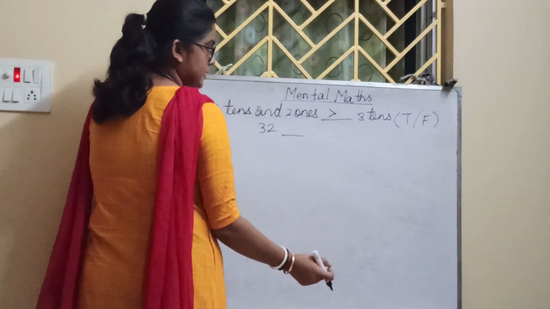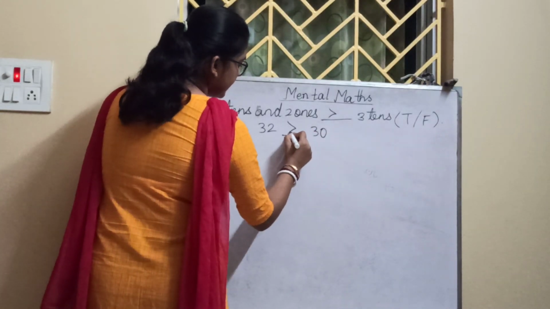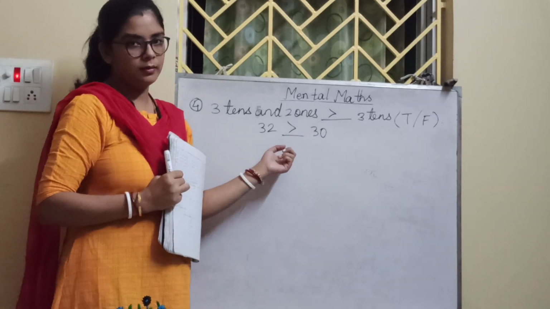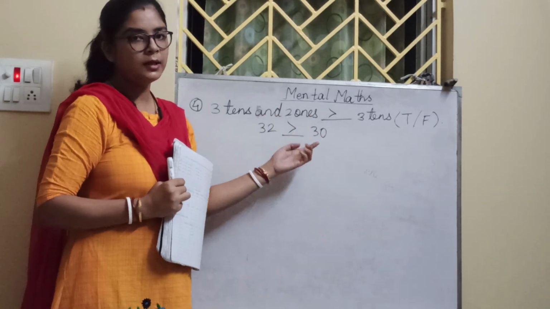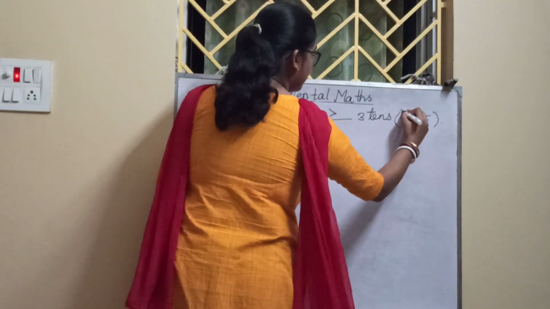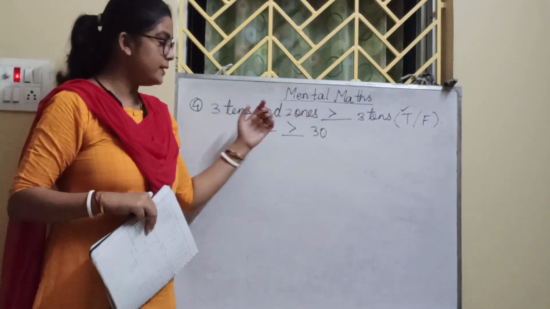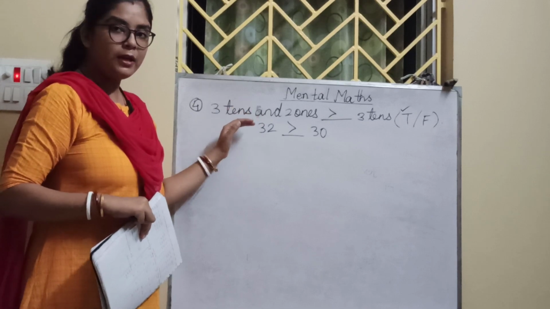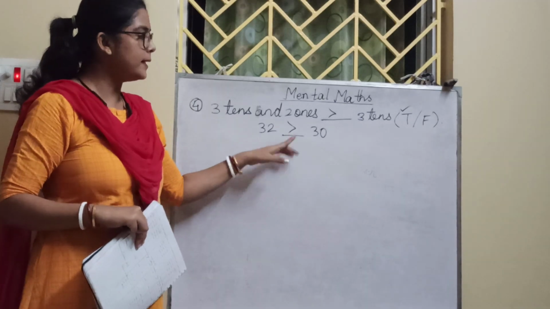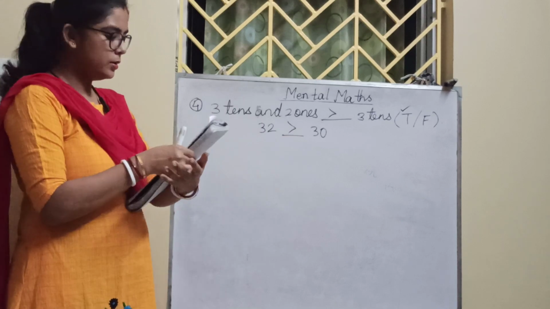And here 3 tens is also written as 30, and the greater sign is given. Now see, 32 is greater than 30. So is this statement true or false? This is true, this is correct. So you can put a tick over the true. Whenever you get this type of sum in words, first make the number that is coming from each part, then put the correct sign, and then see whether the statement is correct or not. Understood? Next.